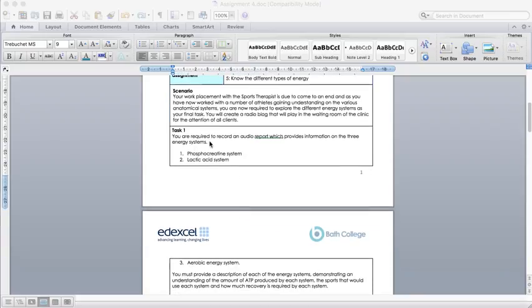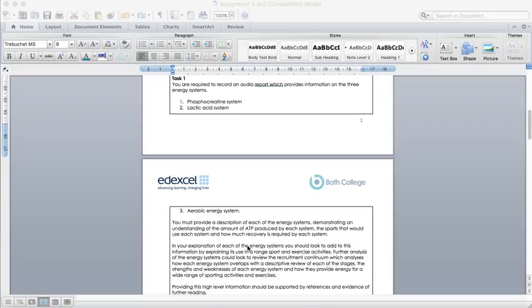And the 3 energy systems are the phosphocreatine or creatine phosphate system, whichever pronunciation you use, the lactic acid system, and the aerobic system. And within those 3 systems, you must be able to provide a description of how each system creates energy. You should be able to tell me how many ATP the system produces, the amount of recovery time required for each system, and you should be able to state which sport is suitable for the system.